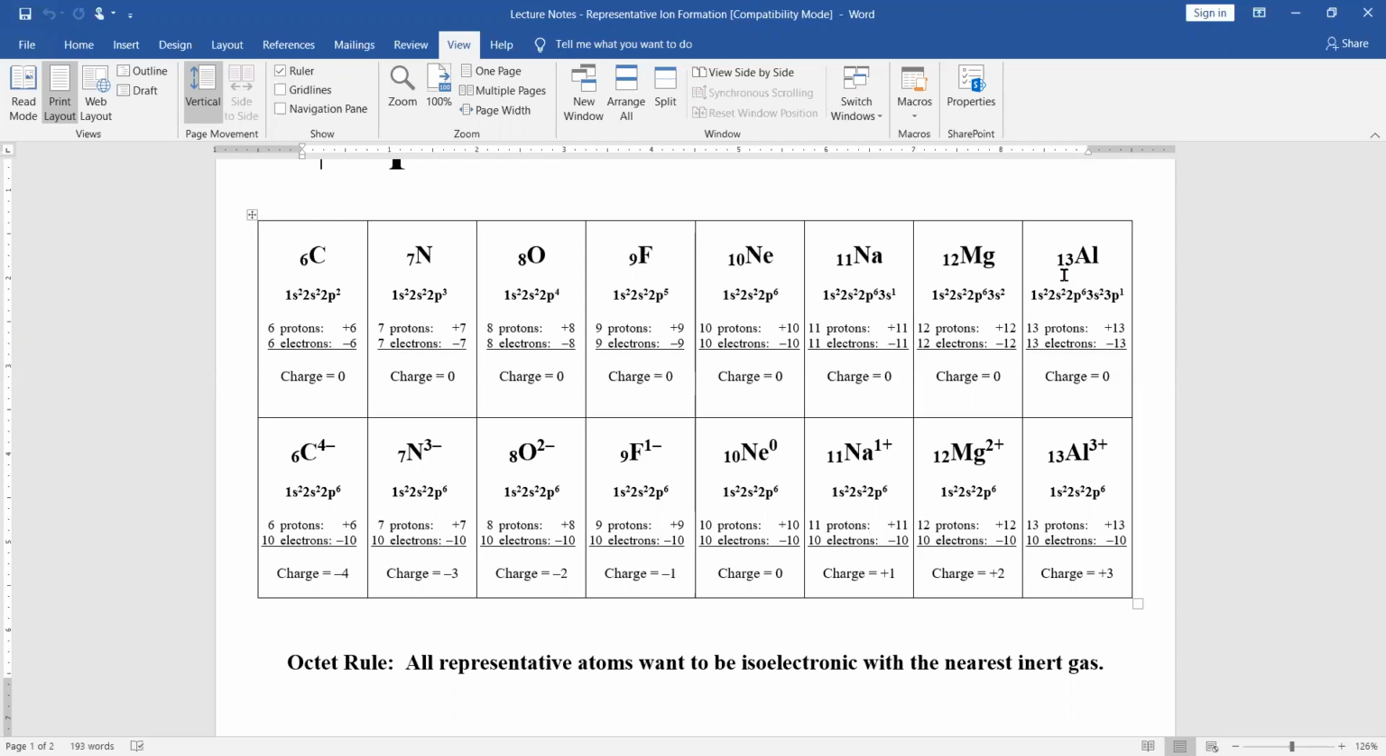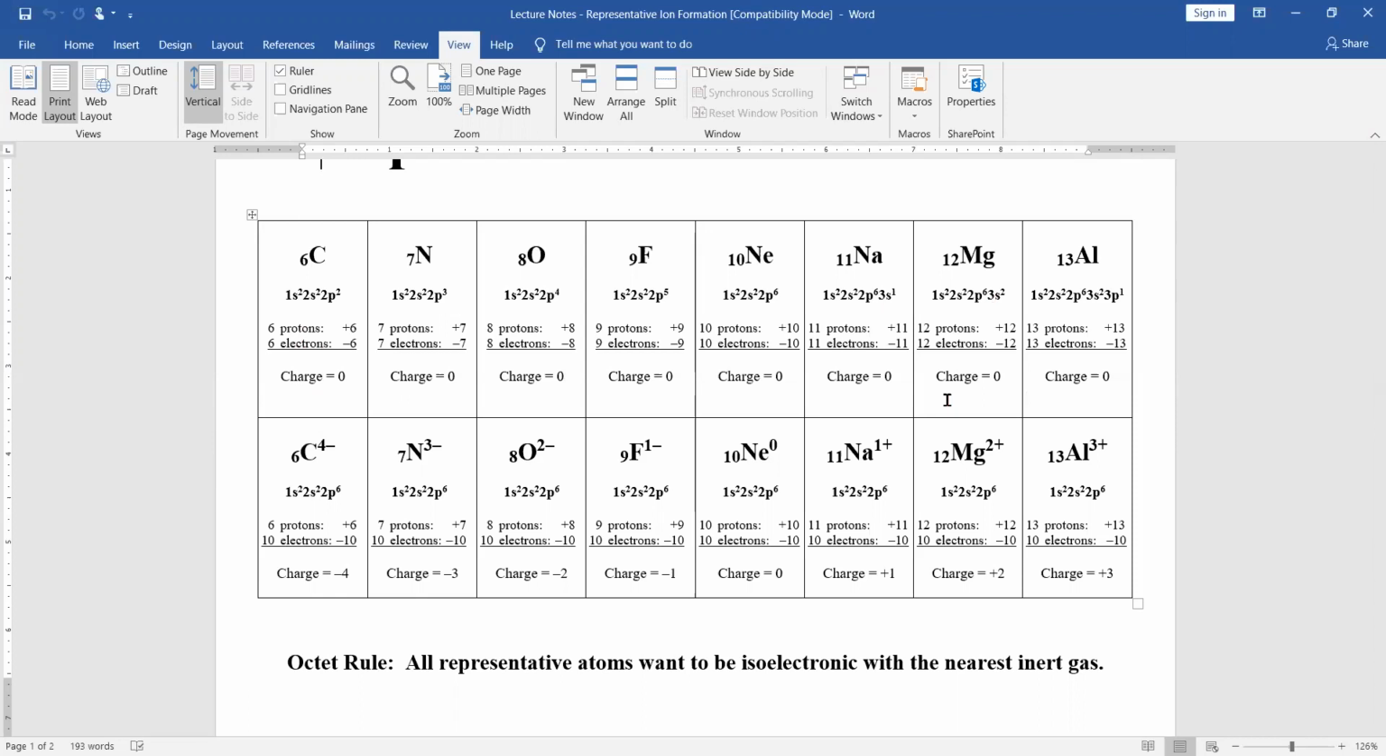So we have a consecutive run off of the periodic table. All these atoms are neutral. For each atom, the number of protons equals the number of electrons. I've written the electron configurations up here also. Notice that the charge in each case is 0. That's pretty straightforward. What do we have on the bottom here?